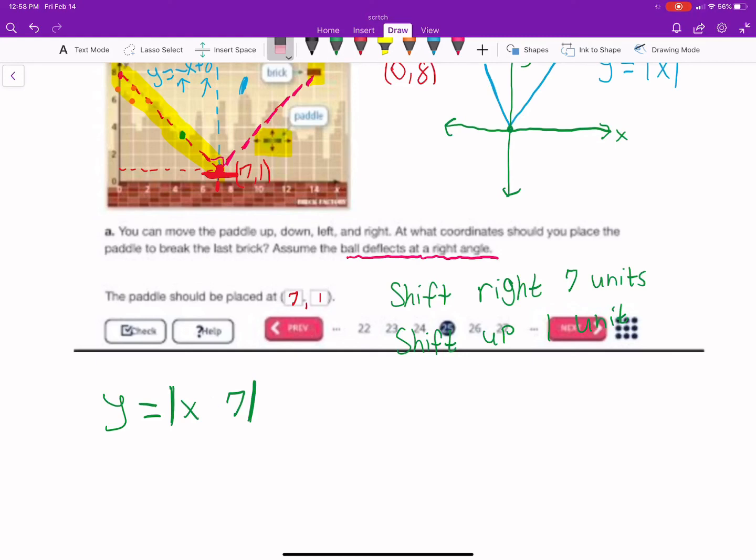But we don't want that. We want it to be minus. It's also shifted up 1. So the way we do vertical shifts is we just do whatever it says, up 1, plus 1. If this was -1, it would go down 1. So this graph right here is our answer.